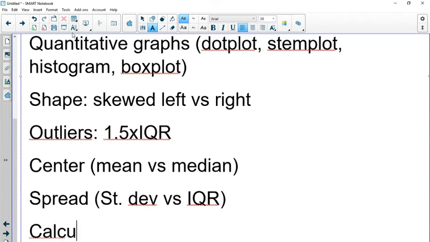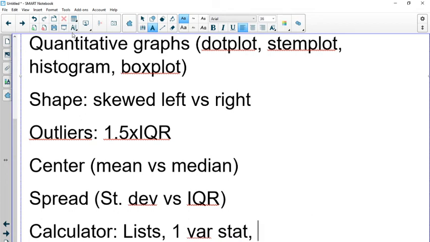Calculator. Using our lists. One variable stats. And making those different graphs. It can make a box plot. It can make a histogram. So know how to do that on the calculator as well.